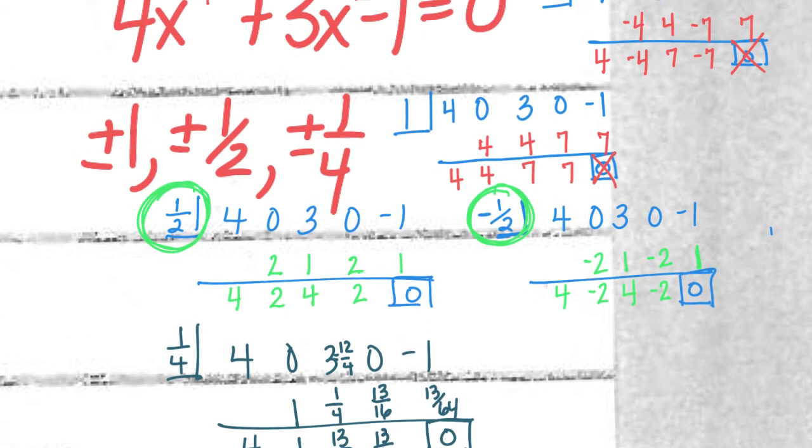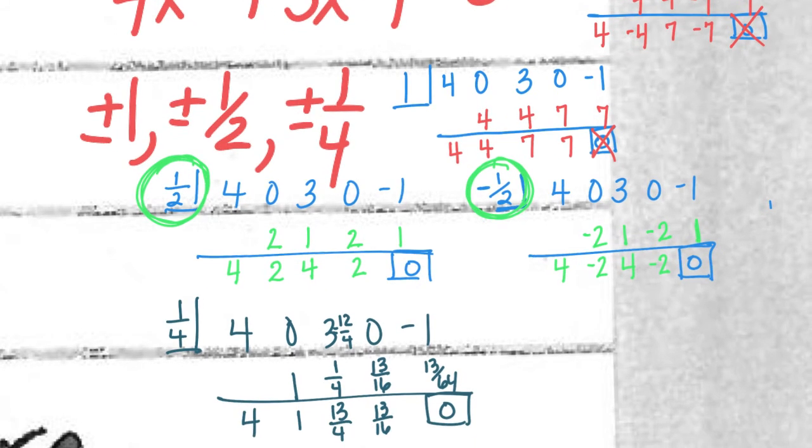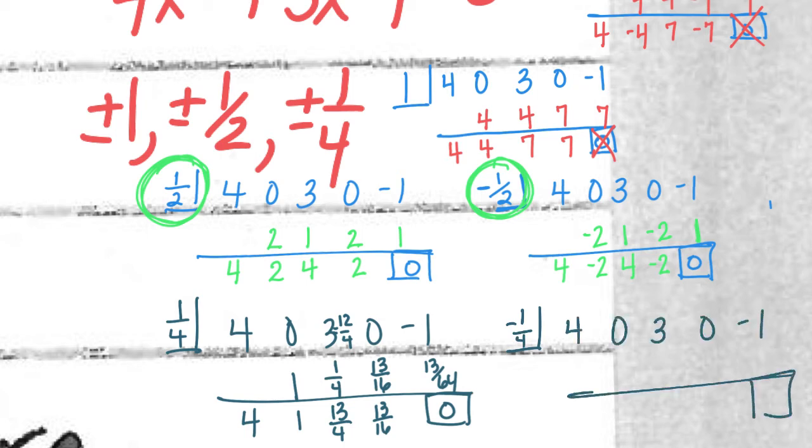And let's try that negative 1/4. Oops, I was moving my paper. Negative 1/4. We have 4, 0, 3, 0, negative 1. We want this to be a 0. 4. Negative 1/4 times 4 is negative 1. Add down. And now we get 1 1/4, which is 5 quarters. Add down. We get negative 17 over 16 when we multiply and add down. Yeah, I don't think this one's working either.